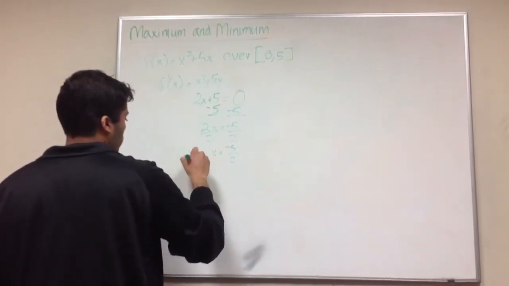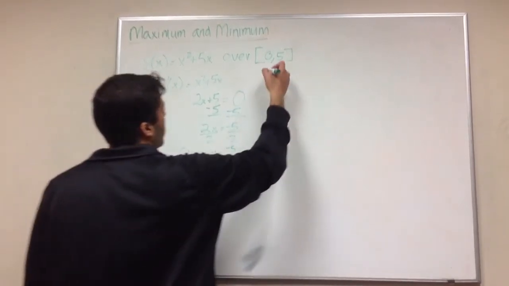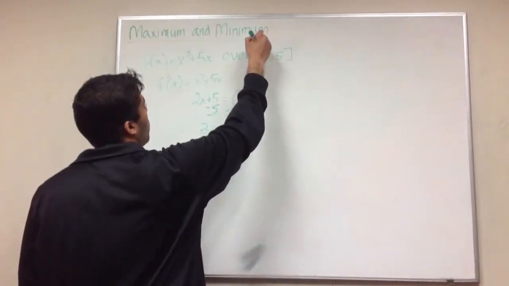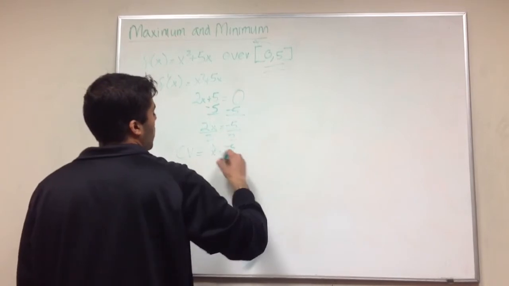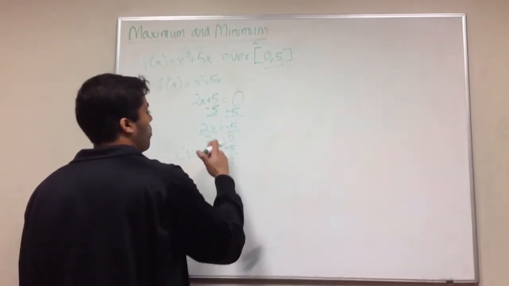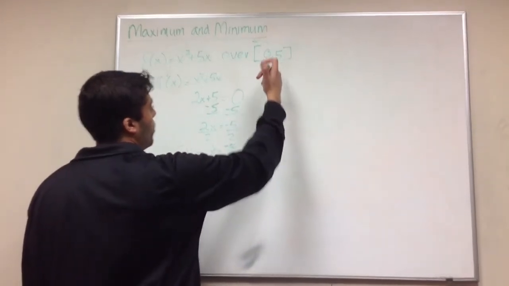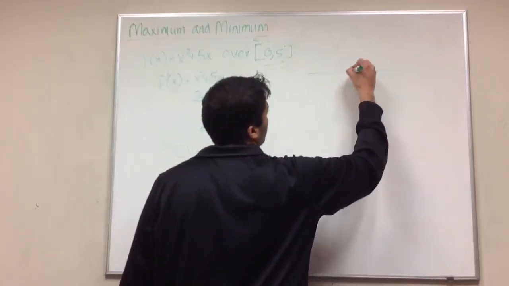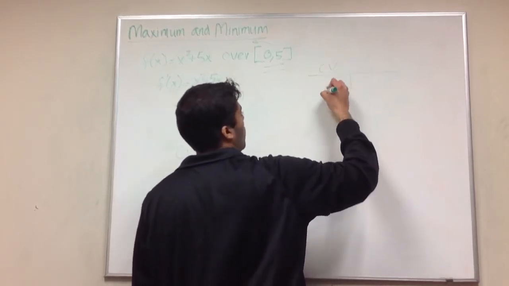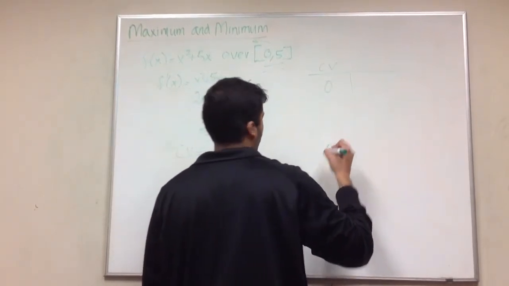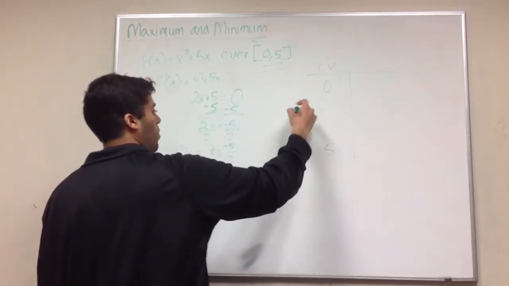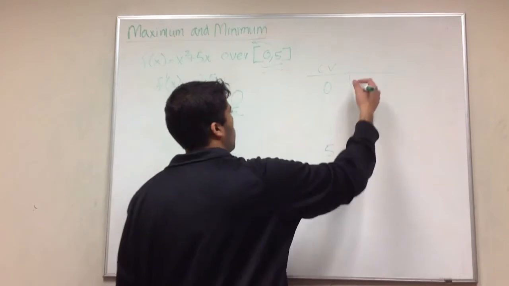Now, you would think this is a critical value, but look at the interval 0, 5. -5 halves is before 0. So we cannot use this as a critical value. Since we don't have any other critical values to use, we're just going to use the endpoints. So we're going to make a table again. This is our critical values, or endpoints. We have 0 and 5. And since this critical value is not within this interval, we're not going to use it. So we're just going to use 0 and 5.